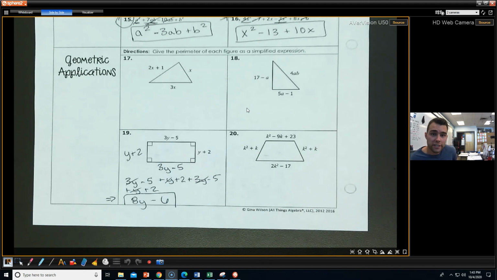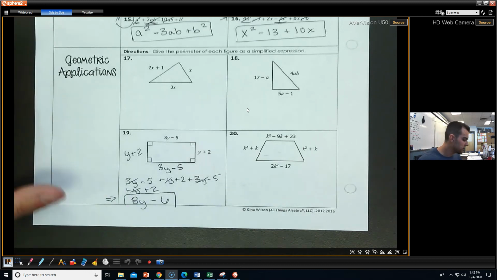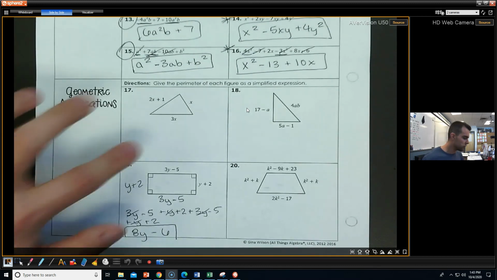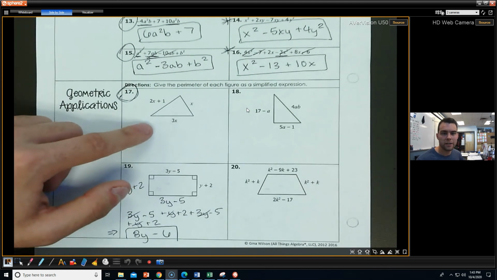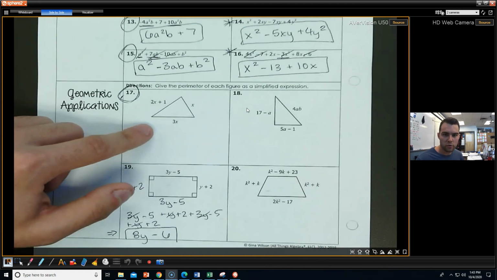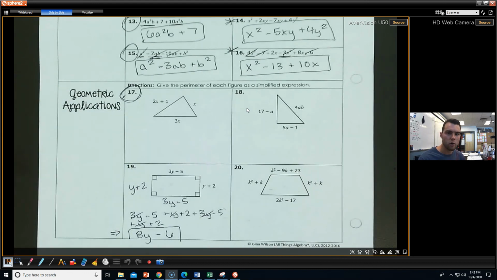The reason we're going over this is because there is a challenge problem on your homework, and I'd like you to at least have the tools to attempt it. So now I'd like you guys to try this last one. I want you to try number 17 on your own. I want you to give me the perimeter as simplified as possible by combining like terms, and go.